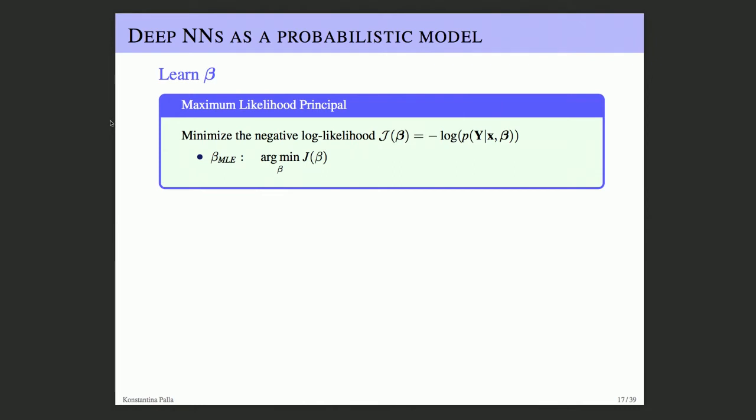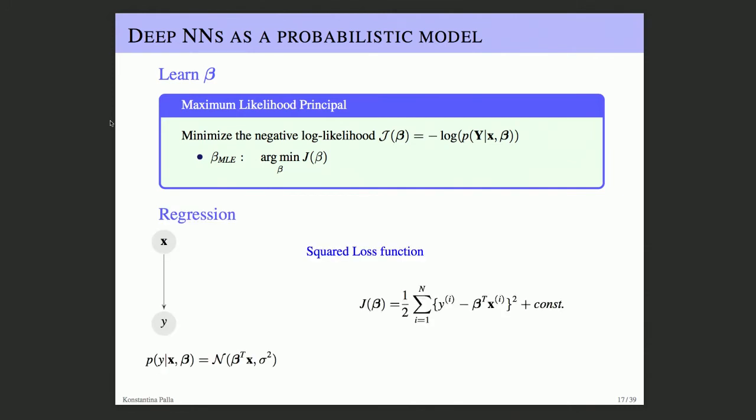What this principle says is that I take the negative log likelihood of the probabilistic model described by the network, and then I try to minimize it. Or in other words, I'm trying to find the value of beta, which is the weights of the network, that minimize this function, this negative log likelihood. Let's do that in the example of the regression.